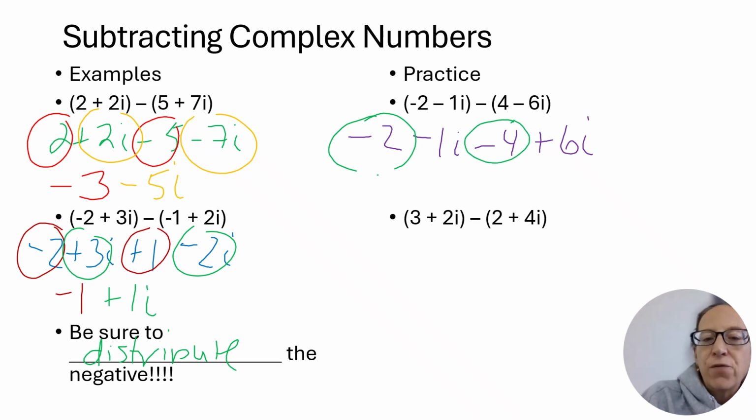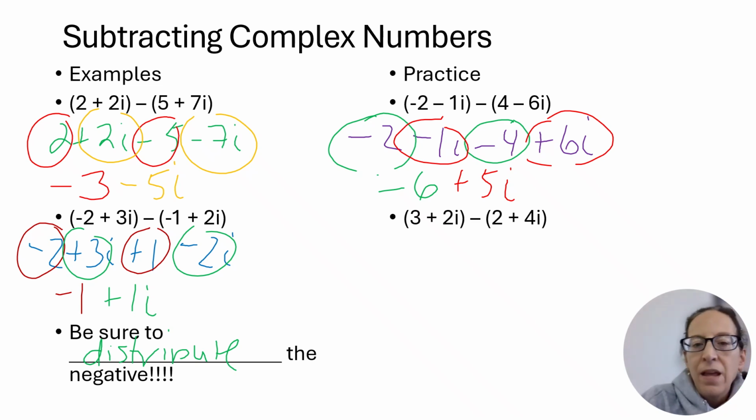Negative 2 minus 4 is negative 6. And then negative 1i plus 6i is 5i. Okay, so that should be the answer to the first one.